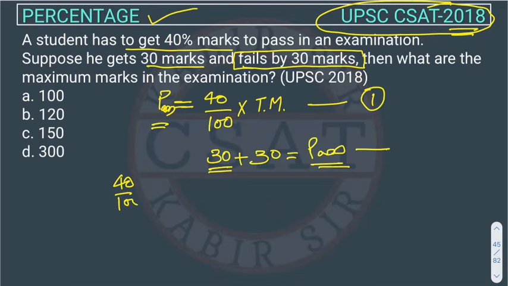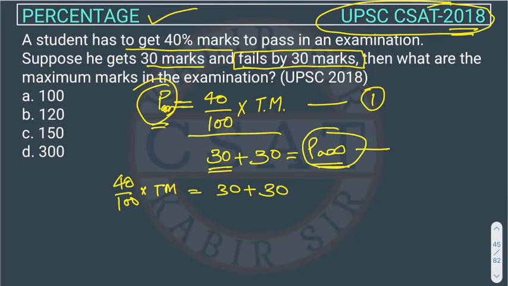40 upon 100 of total marks is equal to 30 plus 30, because this is also passing marks, this is also passing marks. So this equation will be equal. So 30 plus 30 is equal to 60. Now this 0 will cancel this 0. From 2 we can divide this 4 and this 10, right? So the equation will be 2 by 5 total marks is equal to 60, right?